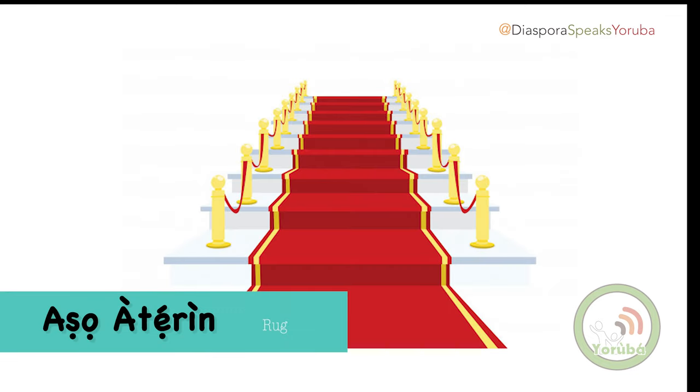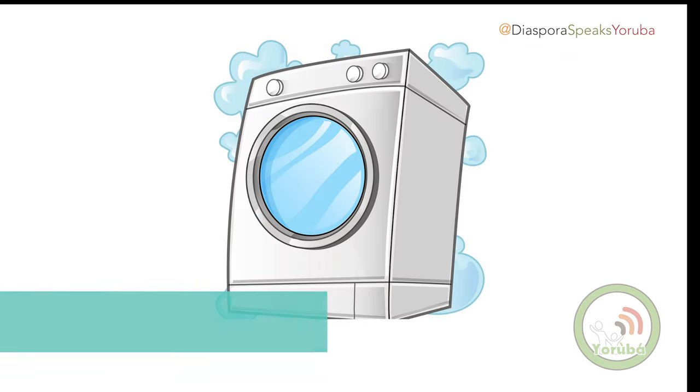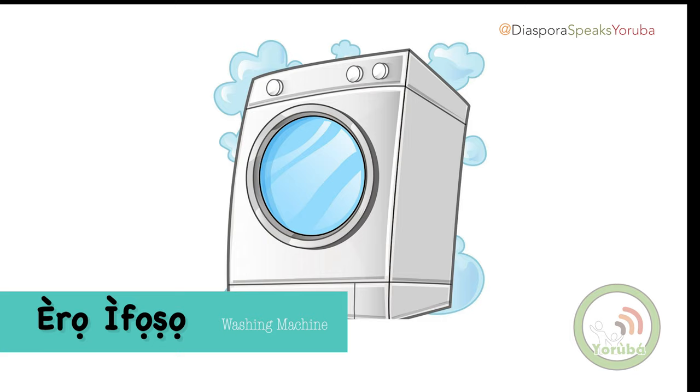Asho ateri is a rug. Asho means cloth. Ateri means one which is laid down to walk on. Asho ateri is rug. Ero ifosho. Ero is machine. Ifosho is the act of washing clothes. Put together, ero ifosho means washing machine.